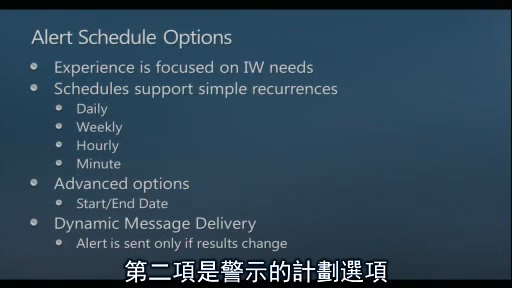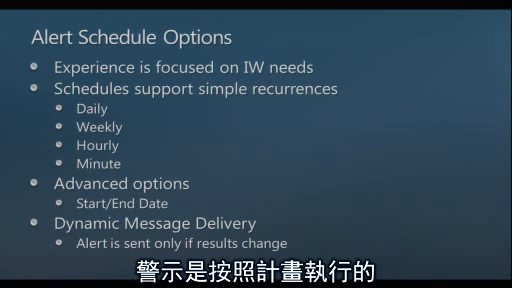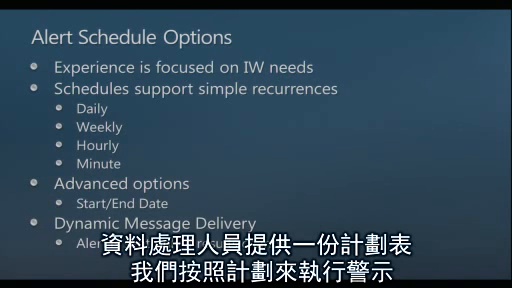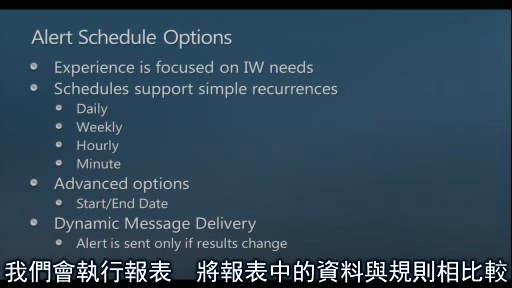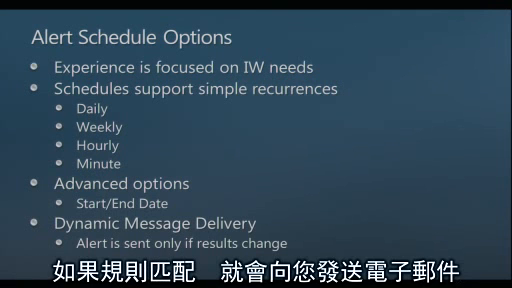The second piece to talk about is alert scheduling options. When an alert executes, it executes on a schedule. So the information worker provides a schedule. What we'll do when the schedule happens is we'll go run the alert, and what that means is we'll run the report, we'll evaluate the rules against the data contained in that report, and then we'll potentially send you an email if those rules match.